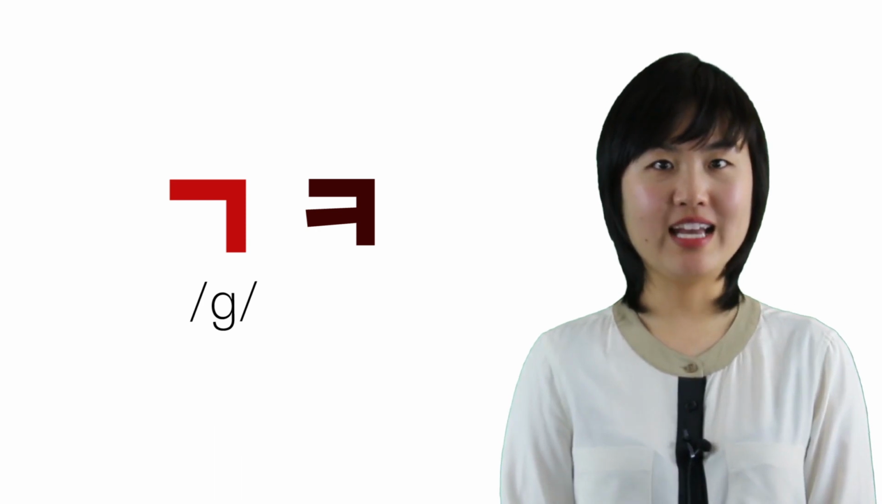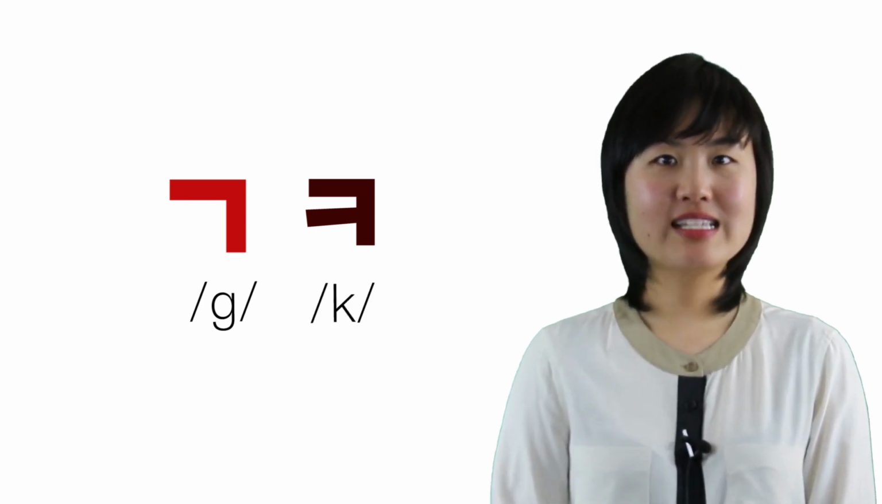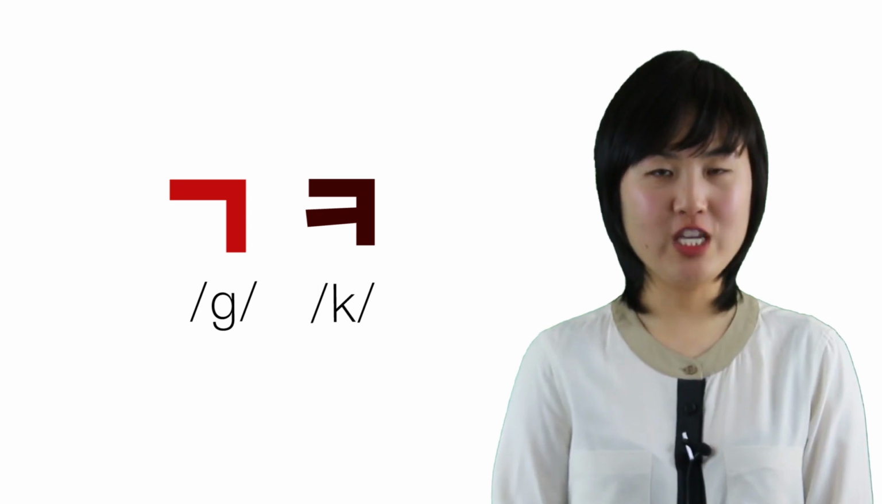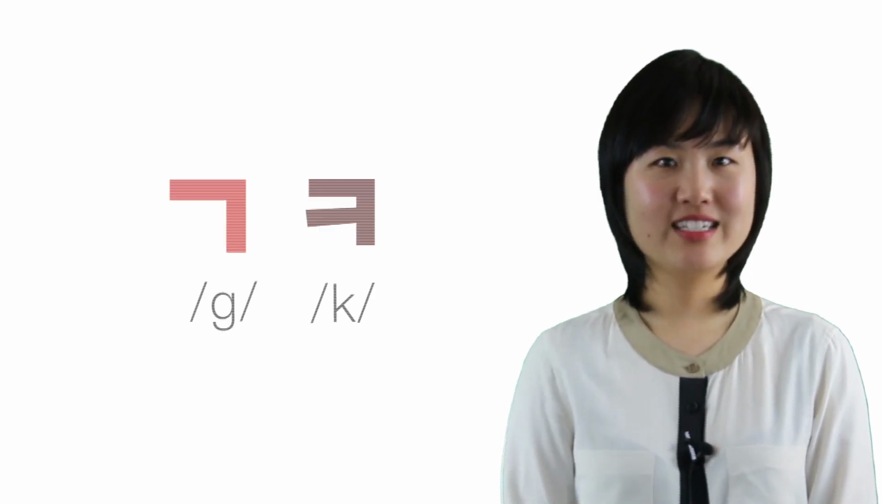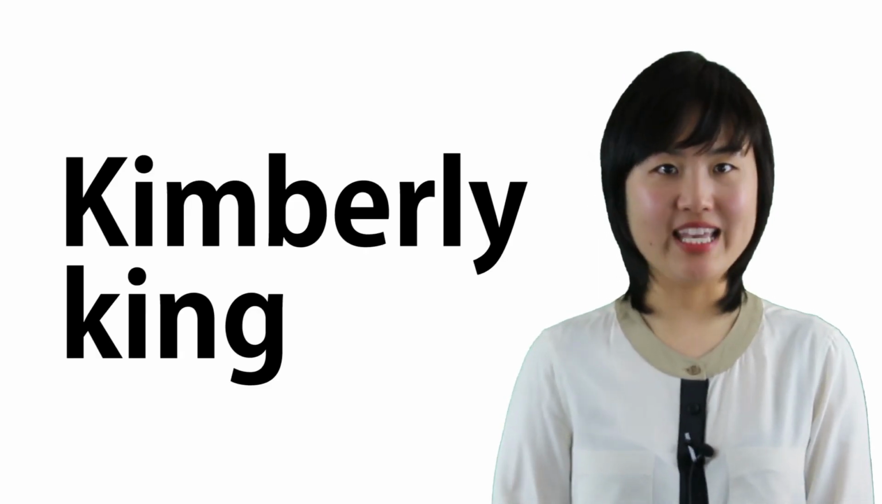The next consonant is kiuk, and this consonant is from giok. Notice the difference between giok and kiuk, or G and K. As the K is from G, so is kiuk from giok. In other words, kiuk is an aspirated sound of giok. When you say the name Kimberly or the word king, you hear the sound kiuk.